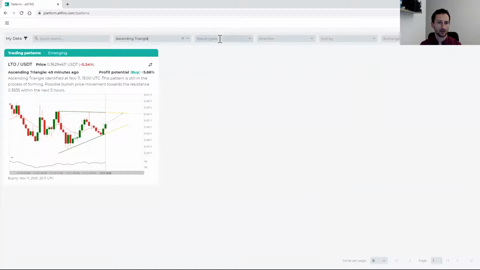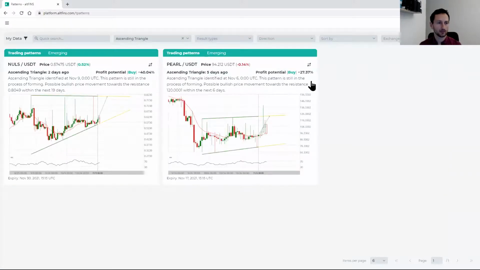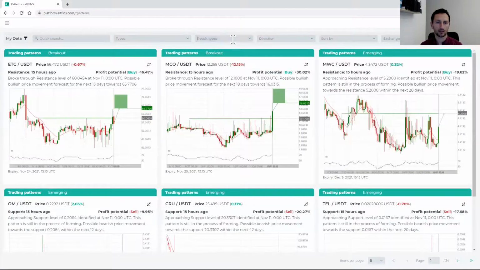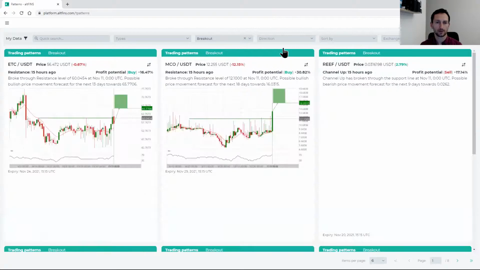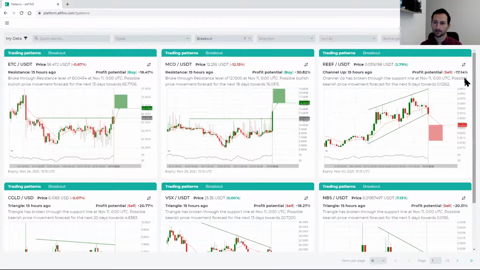LTO. Okay, this is an emerging ascending triangle. Looks okay, but relatively small upside, about 6%. If I go to a daily time interval, this is something that we looked at already, right? These are, again, emerging ones. I could certainly trade that. I'm looking for maybe a breakout here. Let's go to breakouts.